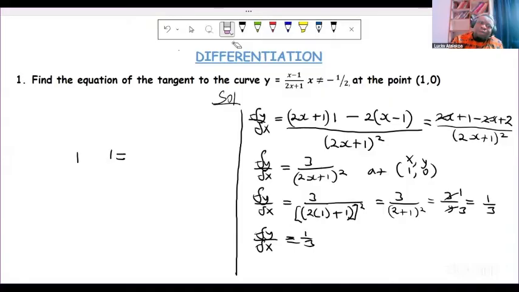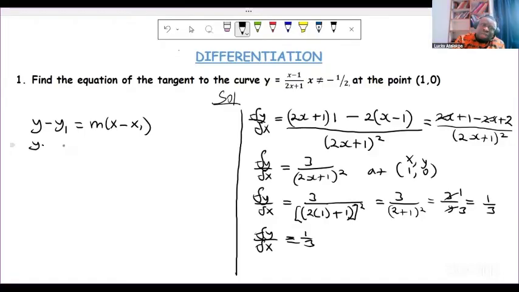Now remember, once you are given just one set of coordinates, the equation of the tangent is y minus y1 equals m times x minus x1. So you are going to take your x1 to be 1 and your y1 to be 0. Substituting it into this formula, it becomes y minus 0 equals m times x minus 1.